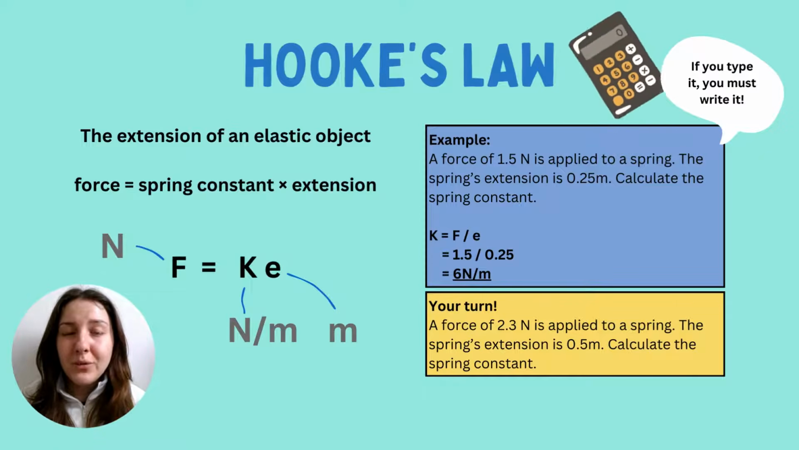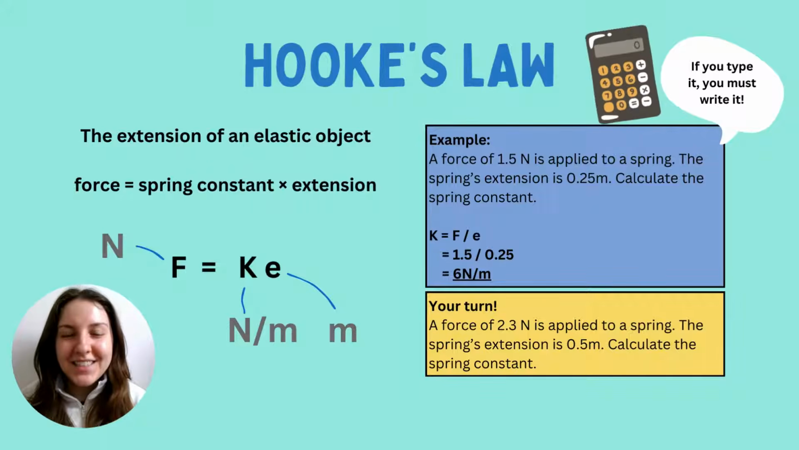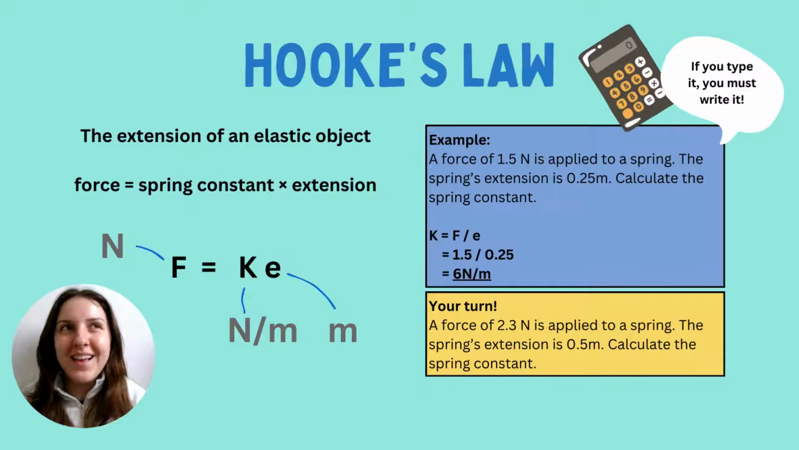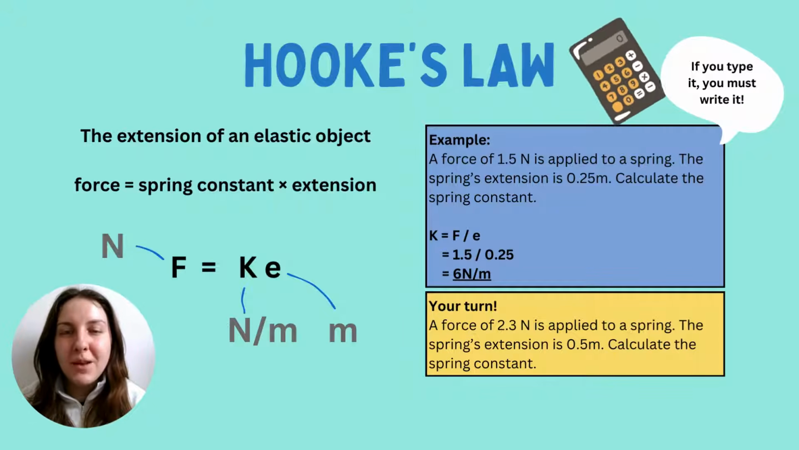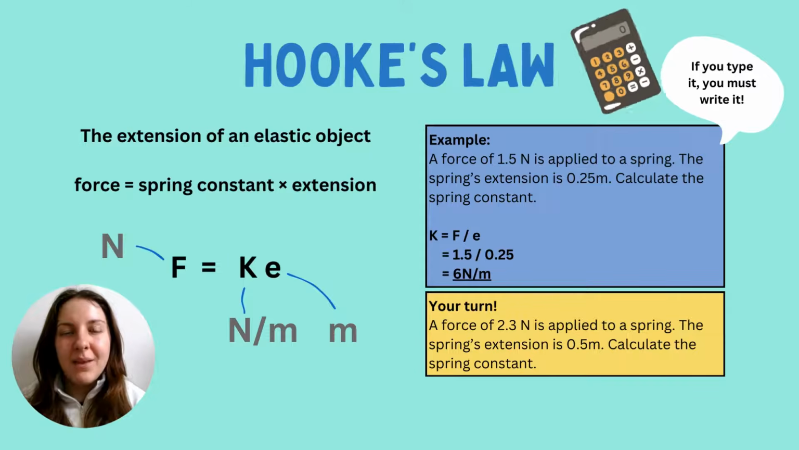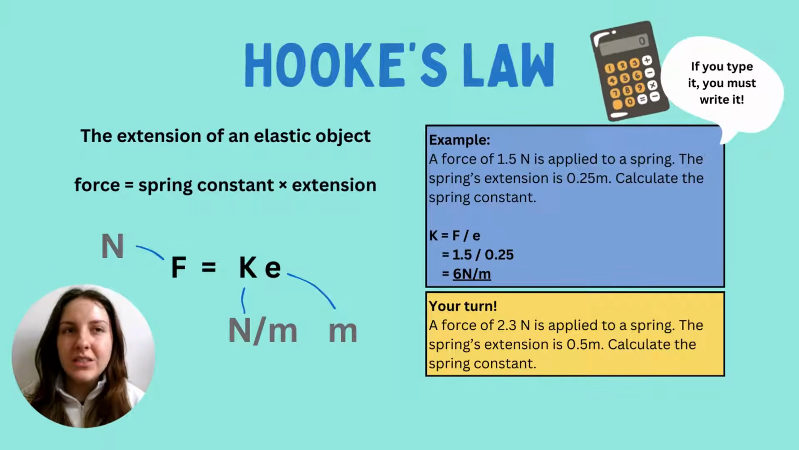So here's some examples. And again, with any calculations in science, if you type it, you must write it. I'm always saying this, I feel, but it's so true. If you type in your calculator in the exam, don't forget to write it down. Please make sure you write your units and you write out the equation as well. You are given a lot of equations in GCSE exams, but just be careful that you are showing your working out really nice and neatly, and it makes sense so someone could look at it and understand what you've done.